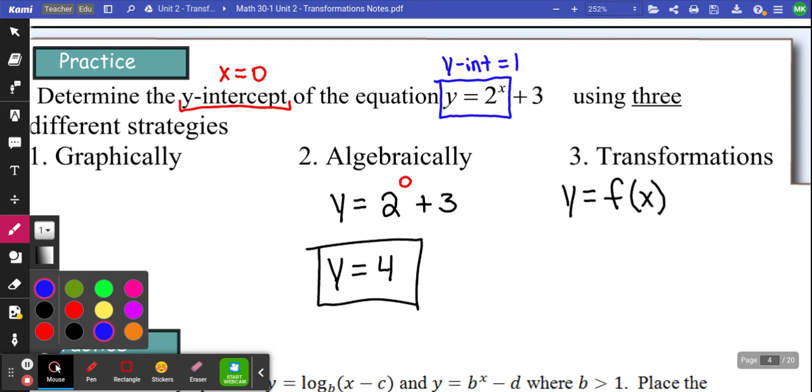They all had a y-intercept of 1. That came from last unit. Our exponential functions, y equals something to the power of x, the y-intercept is 1. That was like our random exponential fact that we knew from last unit.